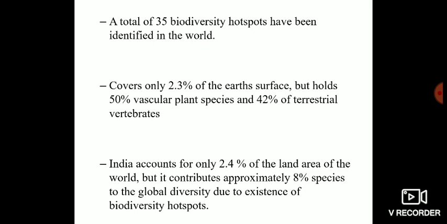Previously we had some biodiversity hotspots worldwide. Now their number has surged to 35 because 10 more biodiversity hotspots got added to the list. And interestingly, these biodiversity hotspots, despite covering only 2.3% of the Earth's surface, hold 50% of vascular plant species and 42% of terrestrial vertebrates. In spite of the fact that they cover only 2.3% of the Earth's surface, they hold a large number of species of vascular plants and vertebrates.